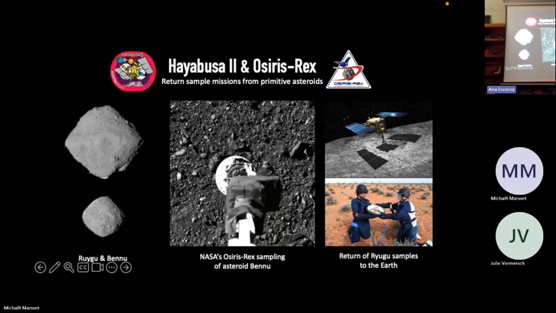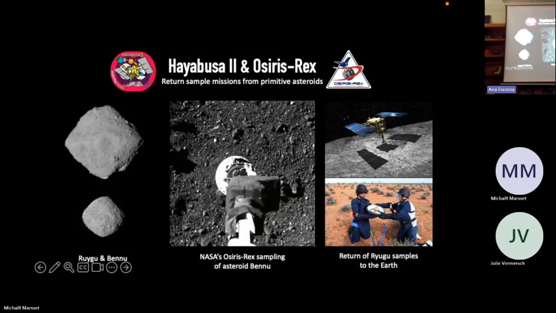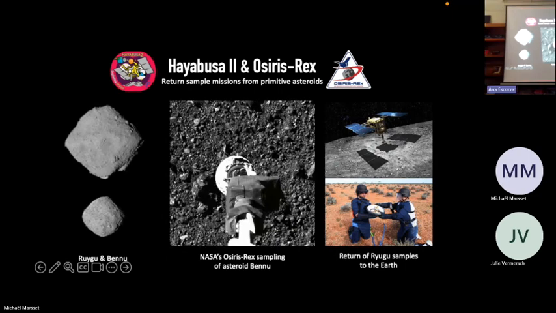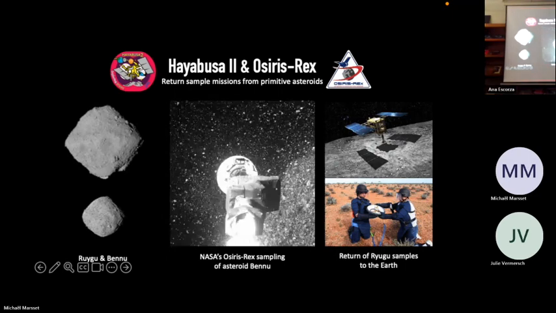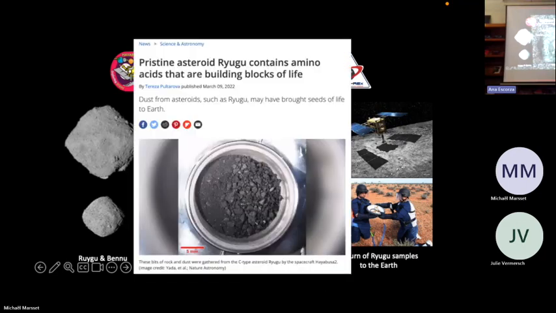And well, the samples from the Hayabusa2 mission, the Japanese mission, are already on Earth. They were studied in laboratory. OSIRIS-REx is still on its way back. And well, we found PAHs, amino acids, so potential building blocks for life.